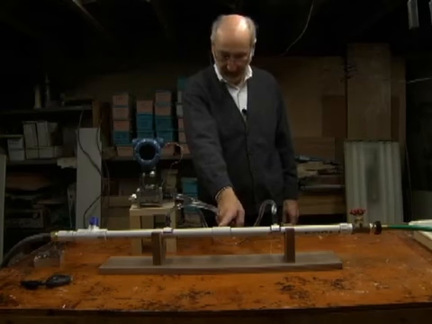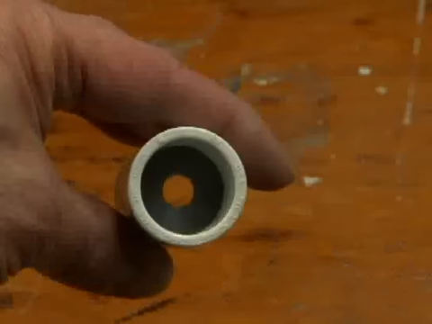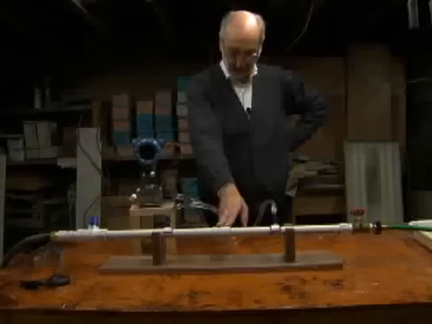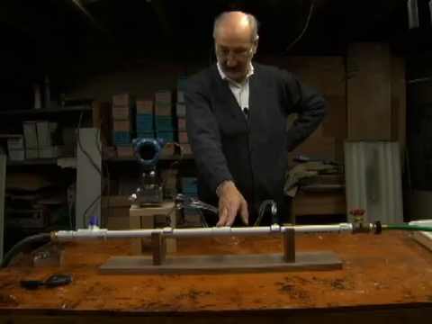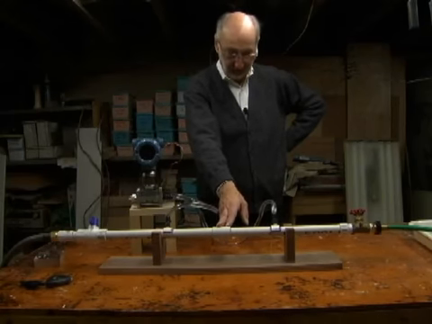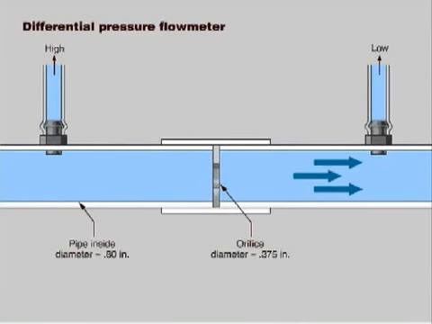And inside the coupling is a small disc with a hole in it that's only 3/8 of an inch in diameter, which is considerably smaller than the inside diameter of the pipe. So what we have done in effect is created an obstruction in the pipe which restricts the flow to some extent but does not stop it entirely. The concept is very simple.